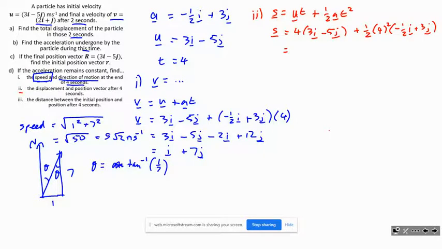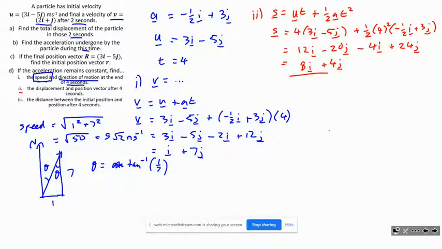So that's going to be 12i - 20j. 4 fours are 16, half of that is 8. So 8 times negative half is negative 4 i's. And then 8 times 3 is 24, so it's 24 j's. Which overall is 8i + 4j. That would be our displacement.